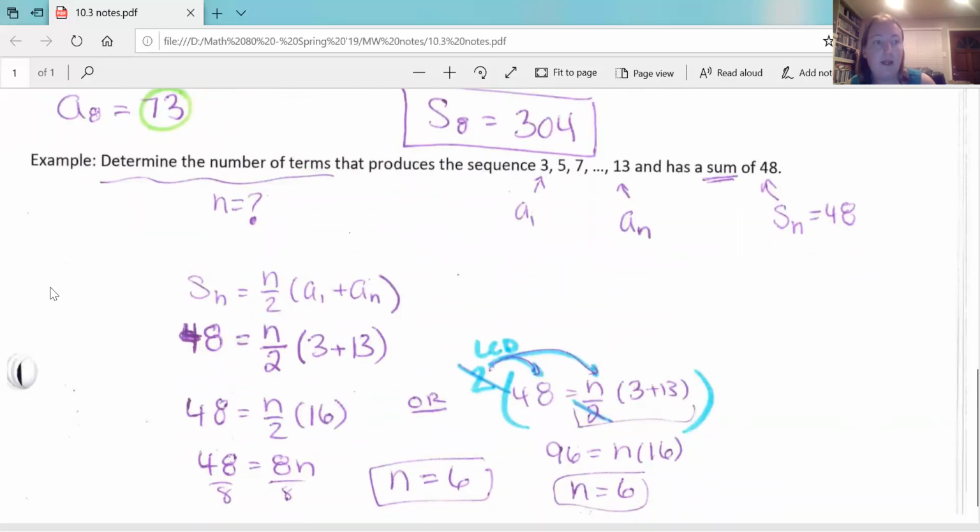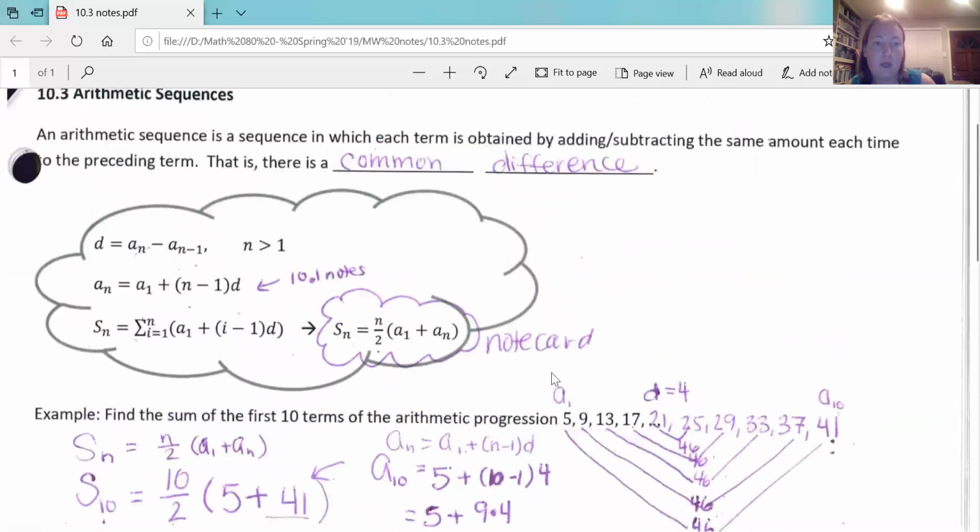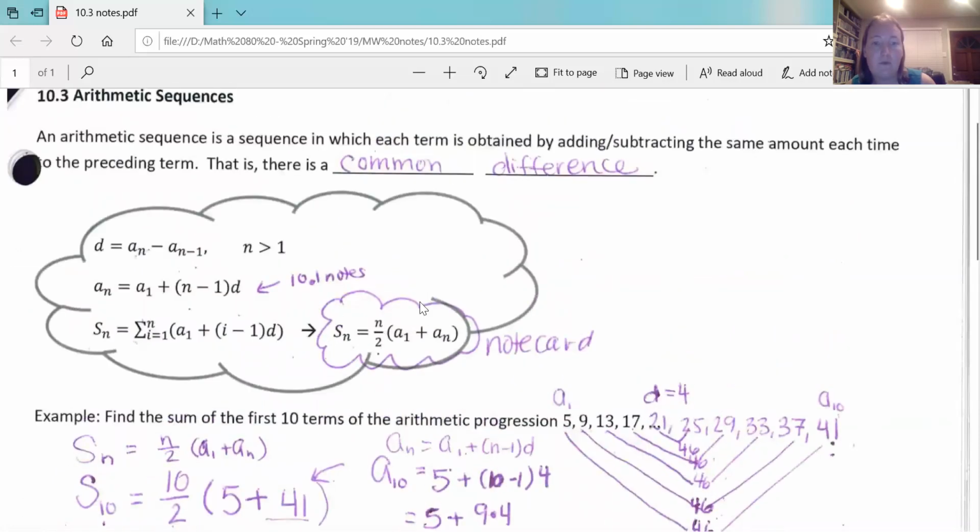And I believe that is it for 10.3. The main point of this being this sum formula, and you will often need to calculate your a sub n using the formula we had before, which is also right up here.